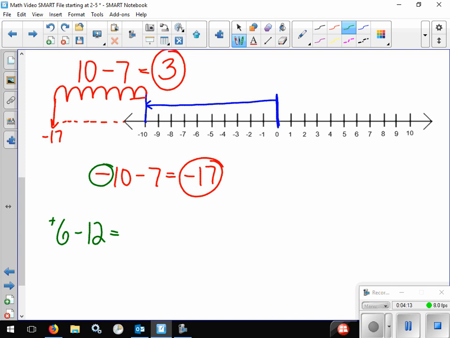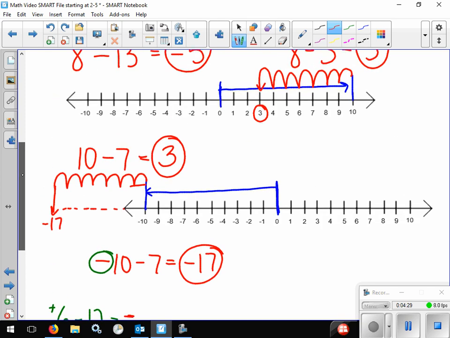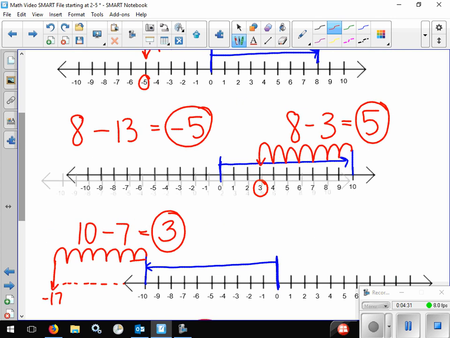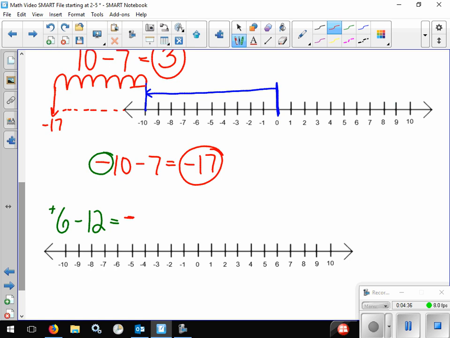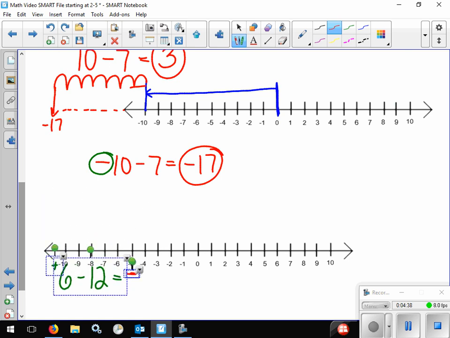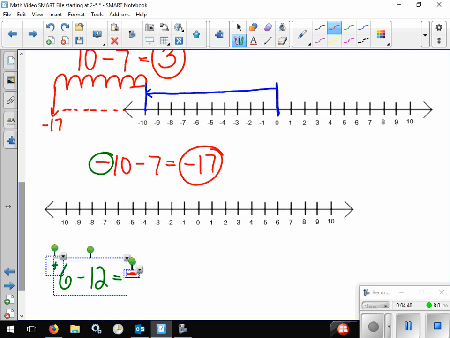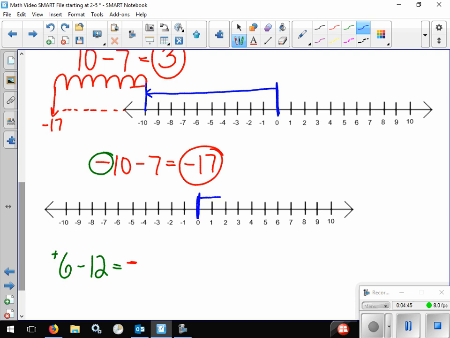Is my answer going to be positive or negative? Hopefully you're saying this to yourself right now. Is it positive or negative? It's a negative answer, so I'll write it in red, just like the other videos. I'll write it in red, and it's going to be negative what? I can use a number line to help. Let's bring the number line down just to help us out here. Okay, so here's our problem. We're at positive 6, so I'm going to go to positive 6.